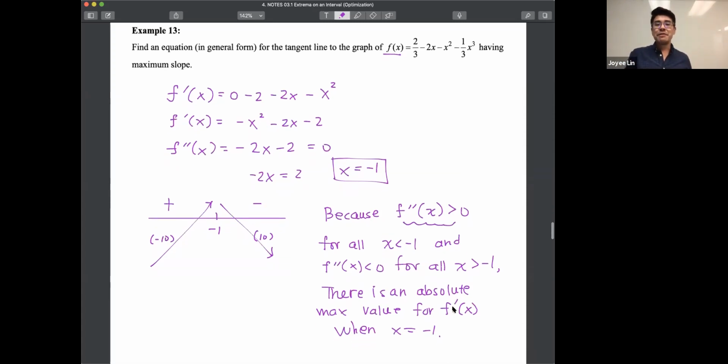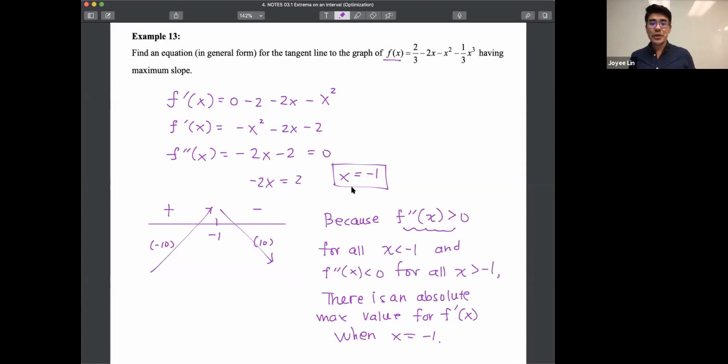Cool. Now we need to find the tangent line. Well, we know our x value now. So what do we need? We need a slope. How do we find a slope? We have to use our first derivative. So what is f prime of negative 1? Negative 1 squared is 1. Negative 1 minus 2 times negative 1 plus 2 minus 2. My slope is negative 1. That's my max slope. And then what do we also need?